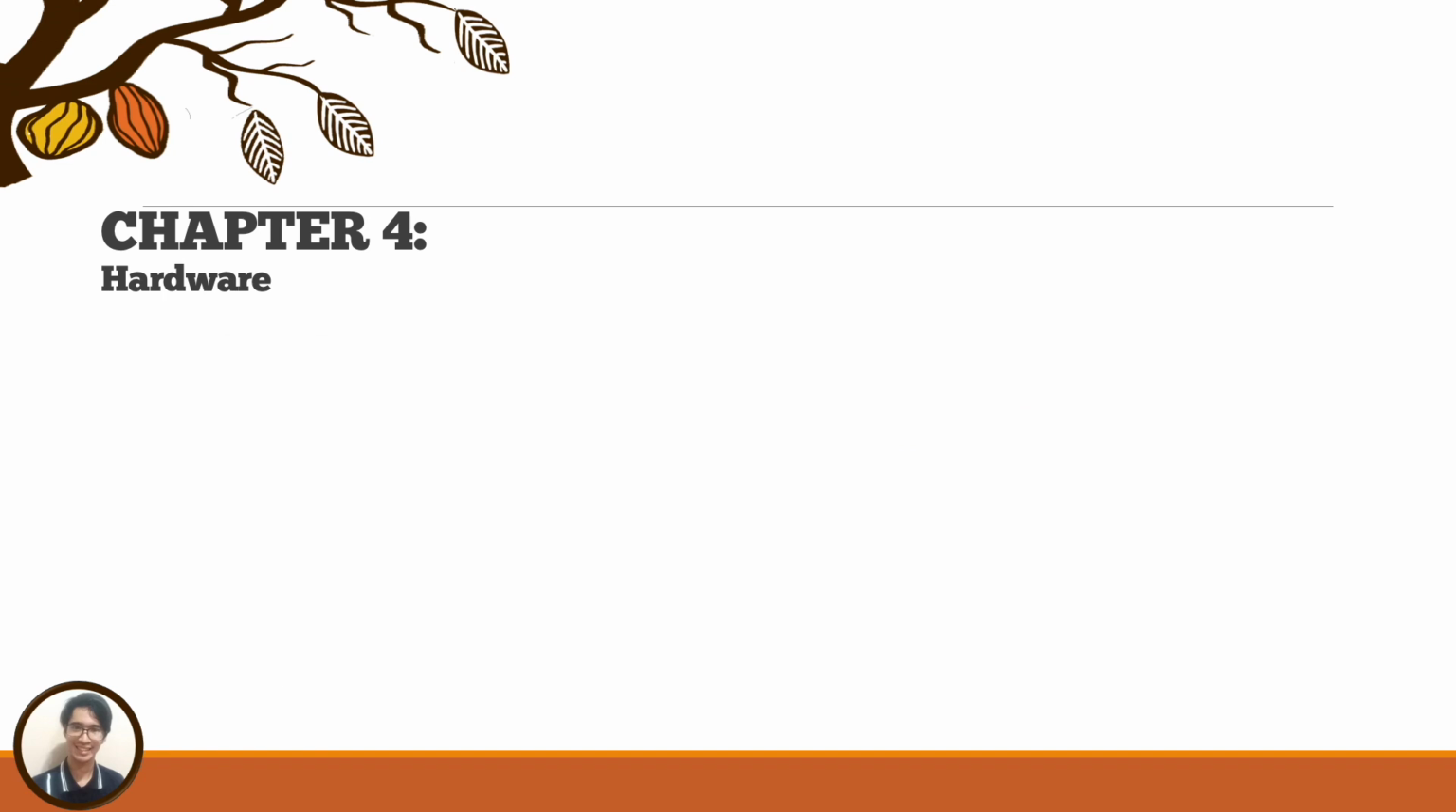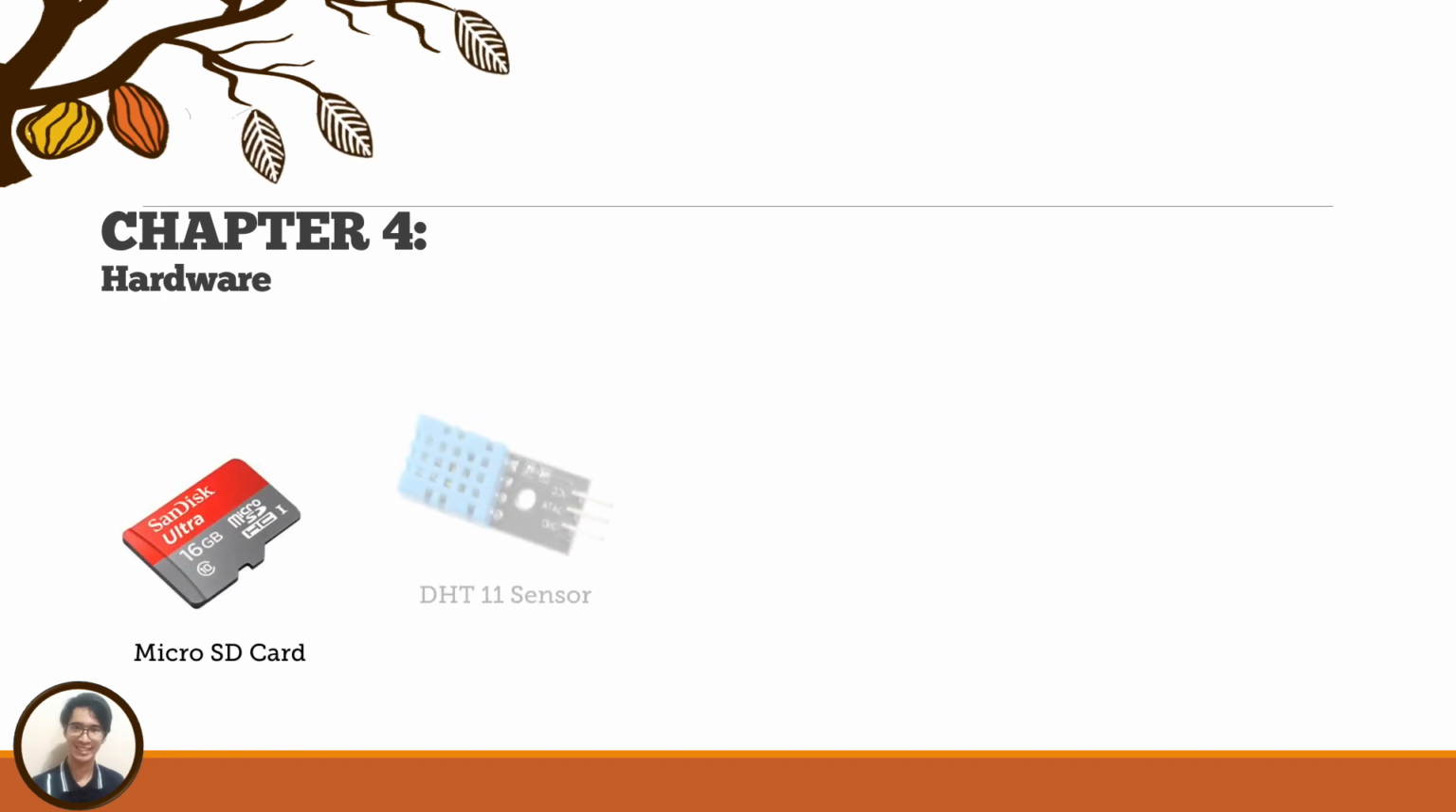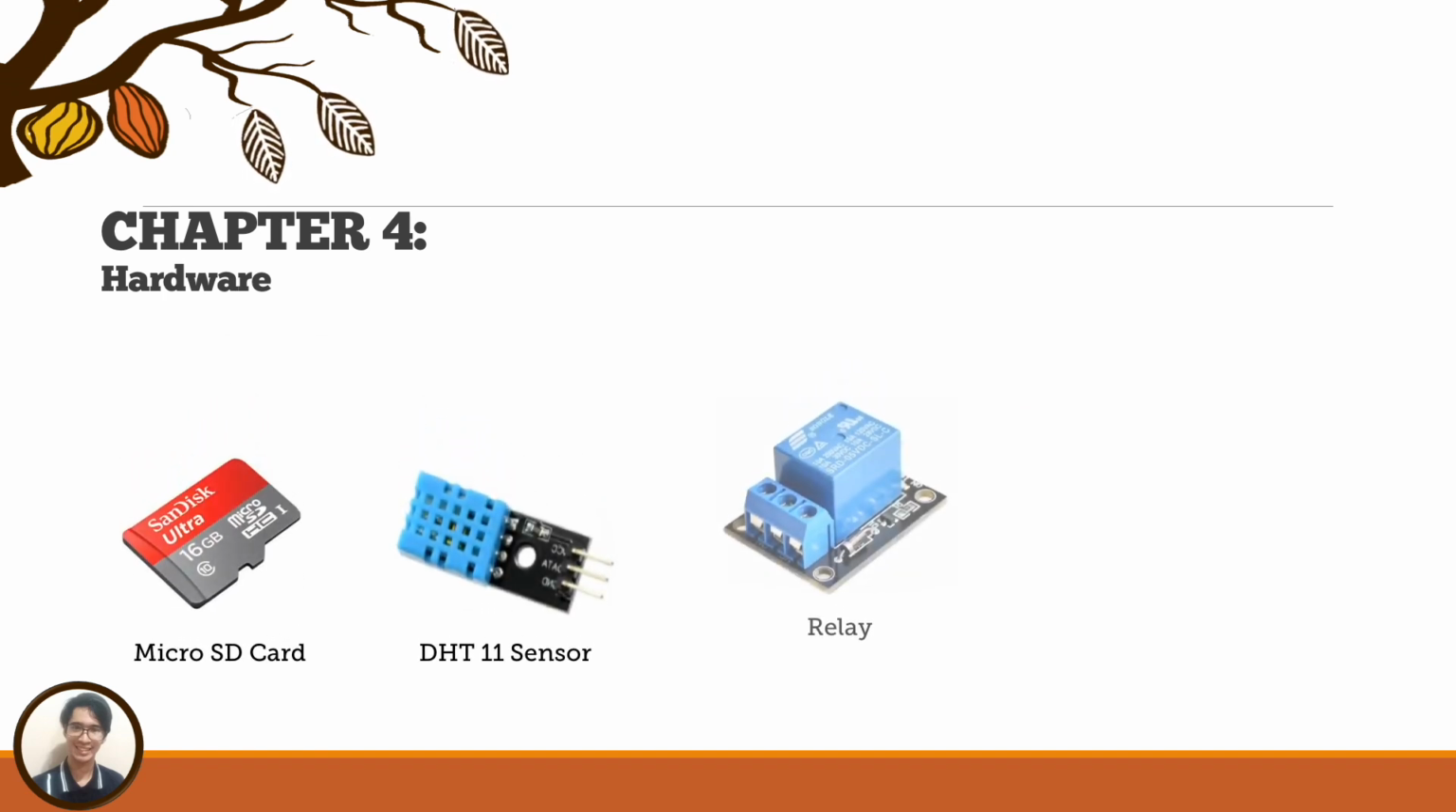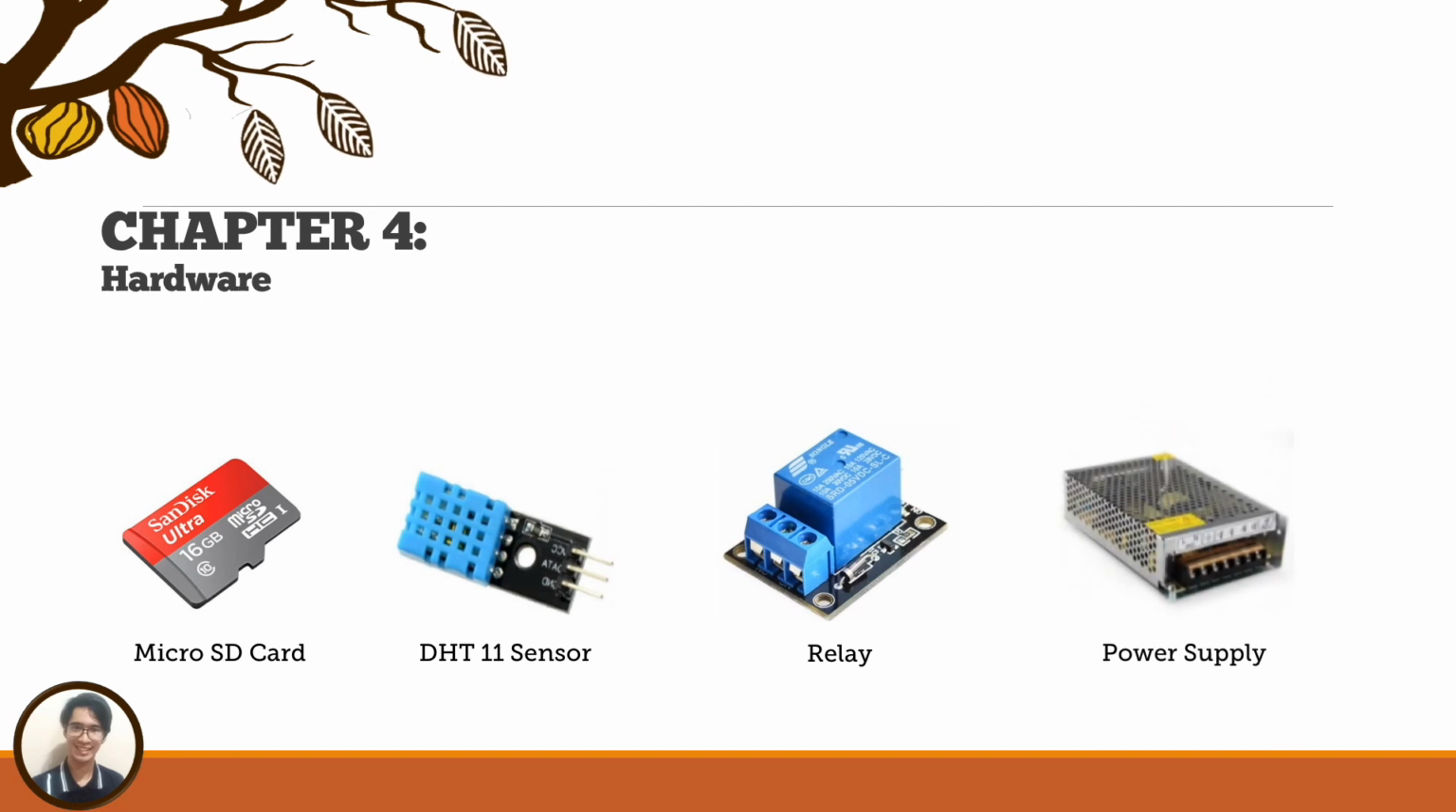Following this is the micro SD card, which serves as the storage device of the whole system, which can be found in the Raspberry Pi module, followed by the DHT11 sensor, which is the temperature and relative humidity sensor module, followed by the relay, and then the power supply, which will be responsible for supplying power to the designated chamber.